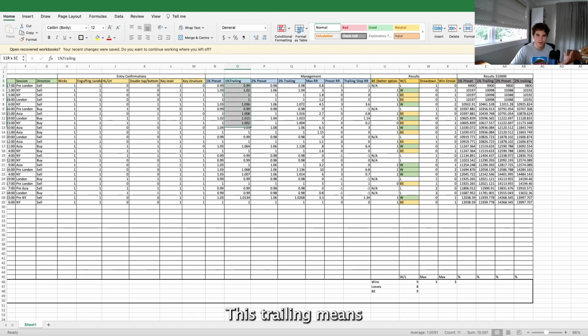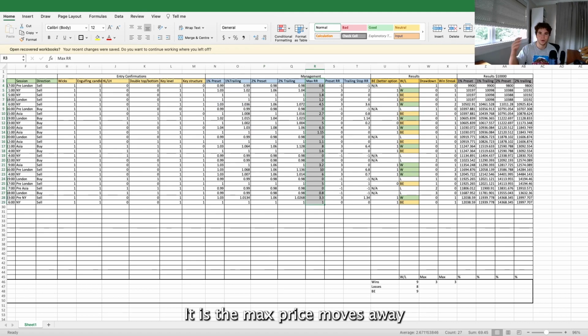Okay, this trailing means that I'm trailing my stop. I'm still trying to figure out whether trailing my stop or having that preset is better. That's what we're trying to do here. This max RR is an interesting figure. It is the max price move away from my entry. If I were to let it run and I was able to exit at the perfect time, how much money would I have made?